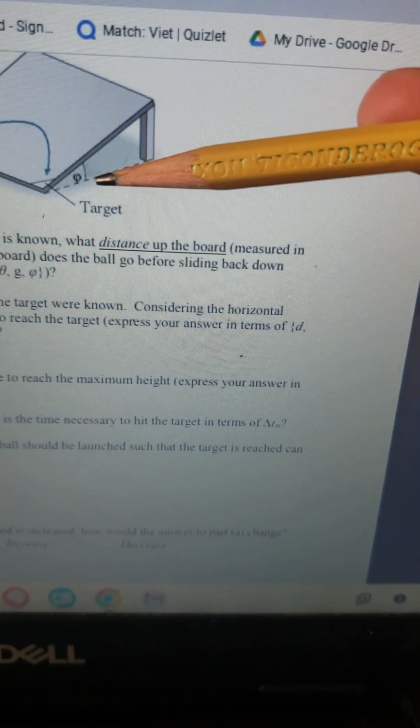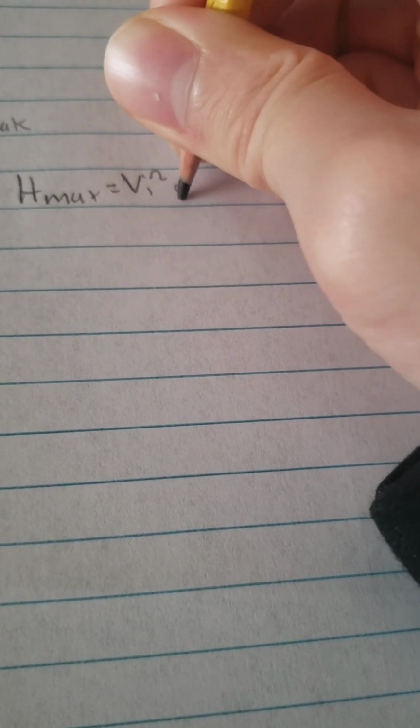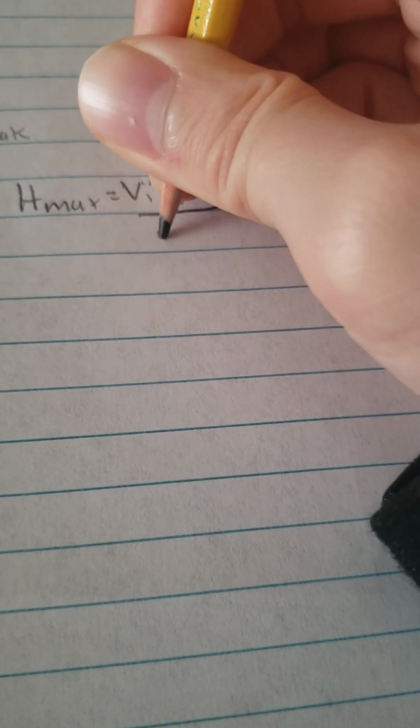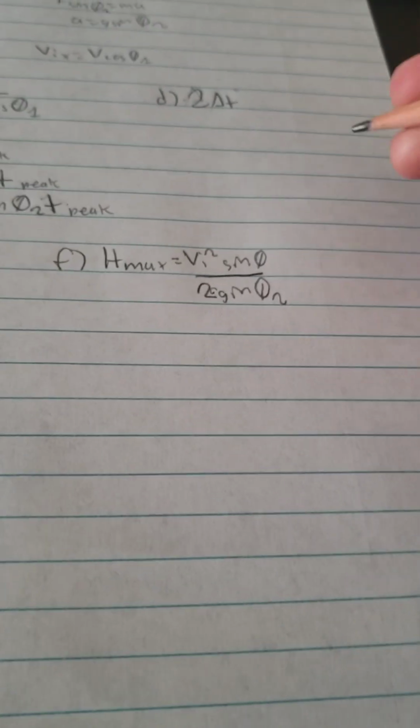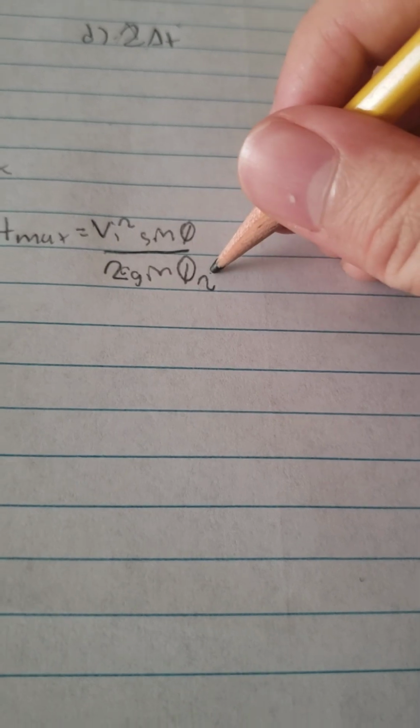Part F, if the angle of the fretboard is increased. By the way, the angle of the fretboard they're talking about is this angle right there. Increase, how does the answer to part A change? So I'm going to write part A's expression, aka h max, equals the h max that we just found in part A, which is this right here. And this right here is the angle of the fretboard. They're asking what happens if we increase this.